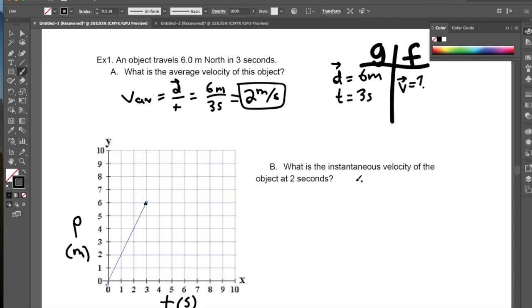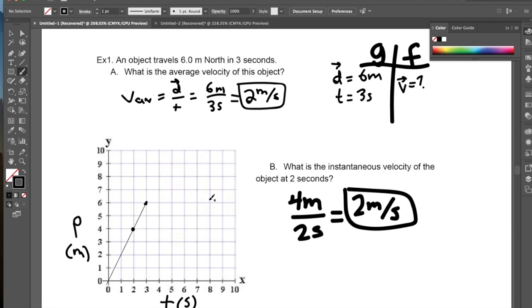Now I want to find the instantaneous velocity of this object at 2 seconds. So I can look at 2 seconds and see where this crosses, and it's traveled 4 meters in 2 seconds. So I know that the displacement is 4 meters after 2 seconds, which means that the instantaneous velocity at 2 seconds, if we reduce this, is 2 meters per second.